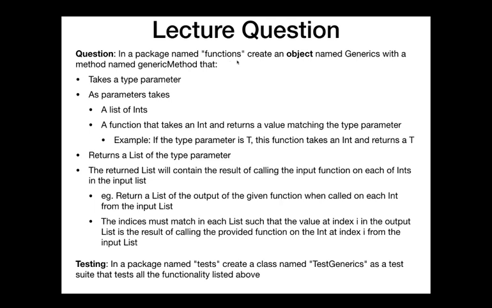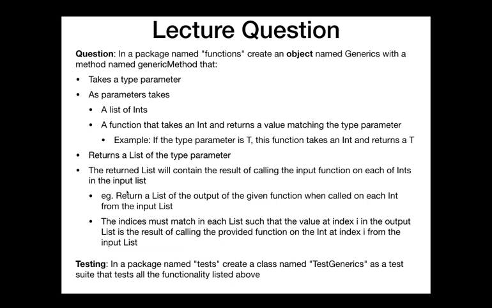Write an object in a package named functions, object generics, method generic method. So we want to write this one method. It's going to take both a type as a parameter and a function as a parameter. It's also going to take a list of ints, and it's going to apply this function to this list and return a new list with the output of the function, which will be of the generic type. Return a list of that type, that is the input list with the function applied to it.